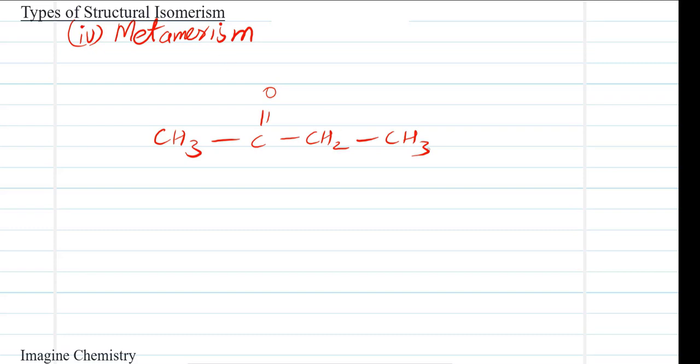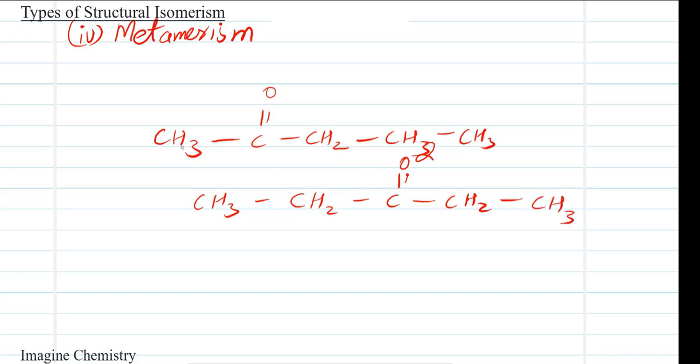Sorry, we have to add another carbon. Let's say we write this structure, and this position of carbonyl can be here at the 2 position, or it can be at the 3 position as well, right? So the first one is methyl propyl ketone, and the second one is diethyl ketone. So these two are metamers of each other.